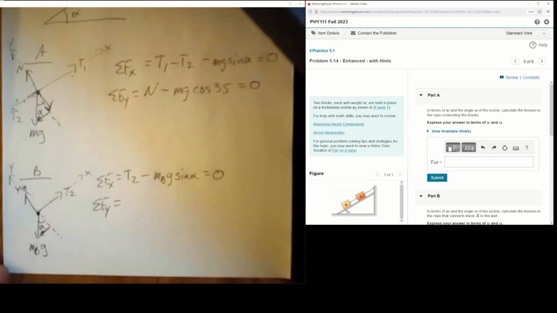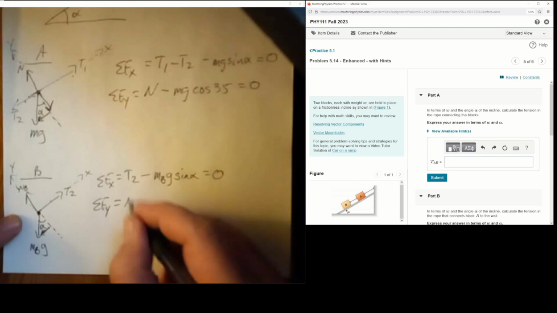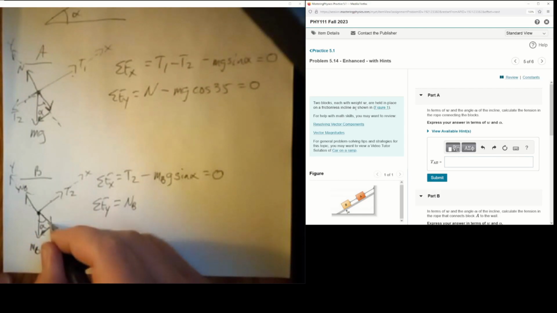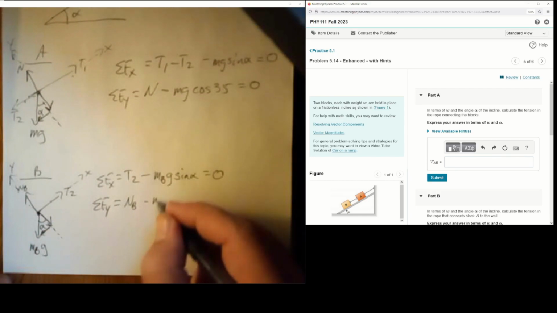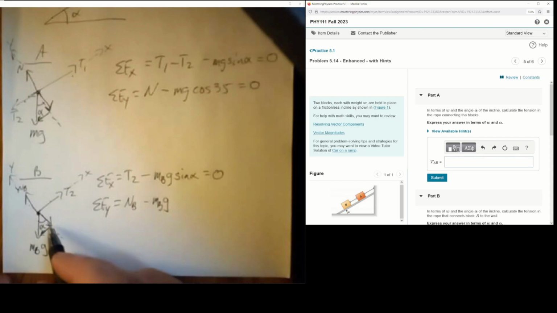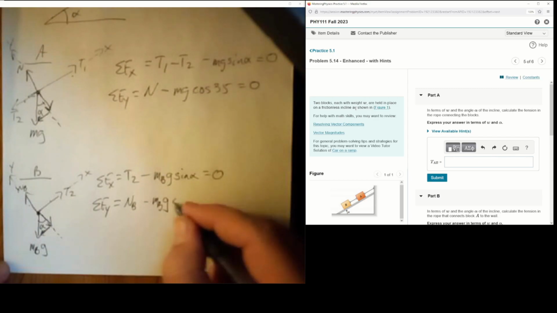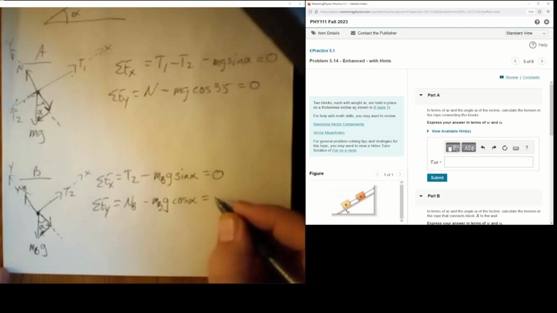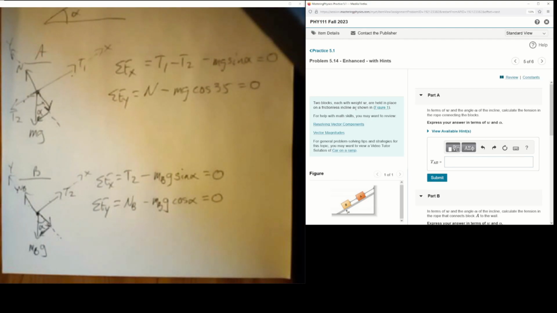And then the y direction. What's in the y is the normal force for B. We have this component from weight in a negative direction. That's the adjacent leg. What's going to get us adjacent there is cosine. It's not moving up or down. Acceleration is 0.